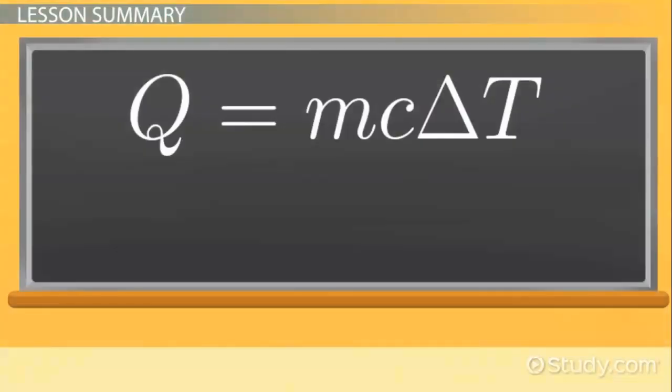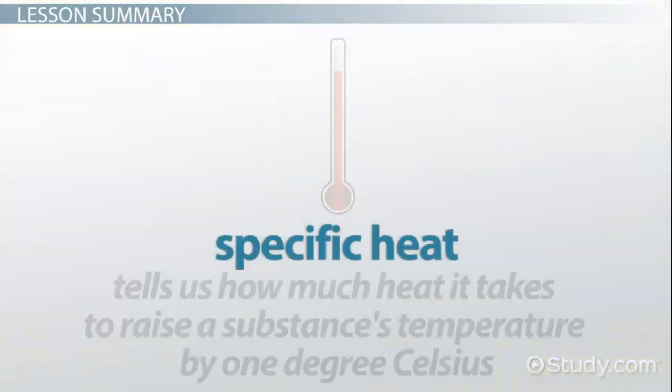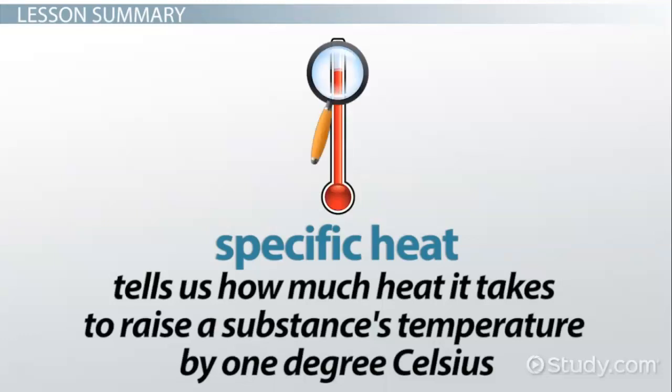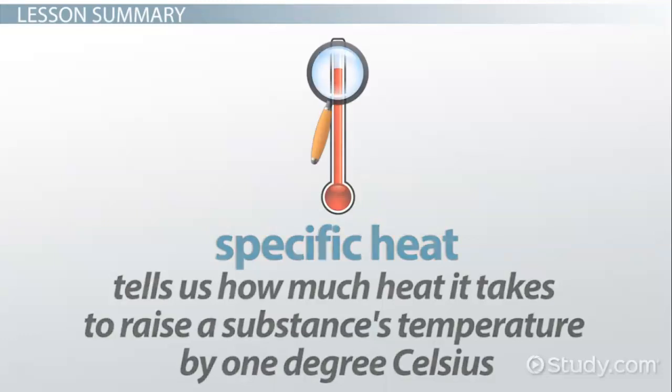The specific heat equation is used for finding out how much heat is added, Q, to a substance during a change in temperature, delta T. Q equals mc delta T. Here, m is the substance's mass and c is its specific heat, which tells us how much heat it takes to raise a substance's temperature by 1 degree Celsius.